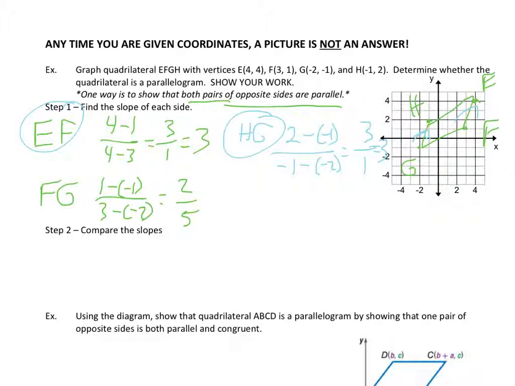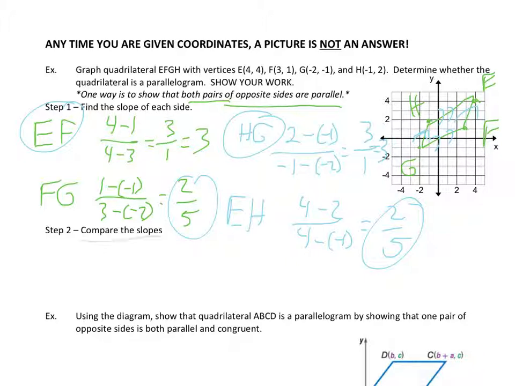So far we have one pair of parallel sides. Let's find out what we get when we find EH, the last segment. EH, we're going to say 4 minus 2 over 4 minus negative 1, which gives us 2 over 5. Notice the slopes are the same. That means both pairs of opposite sides are parallel. That means that this is a parallelogram.